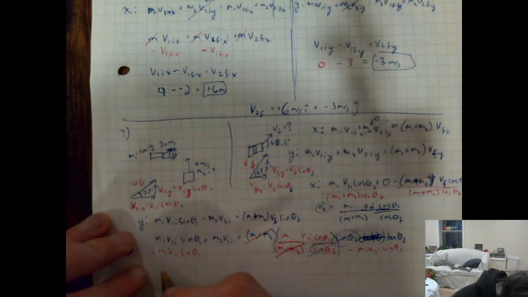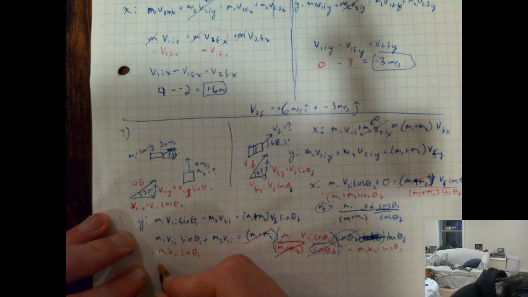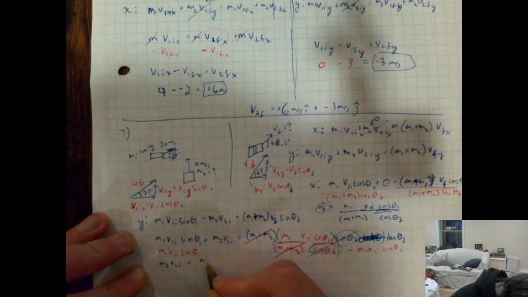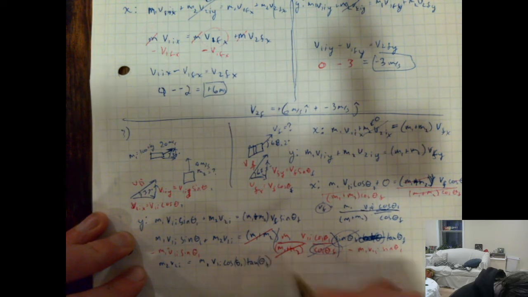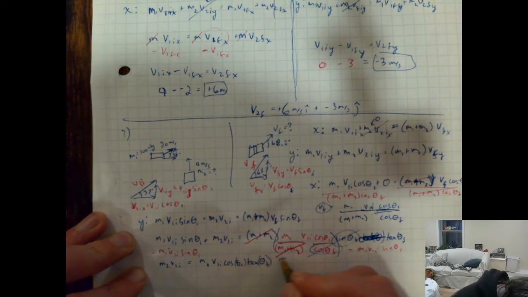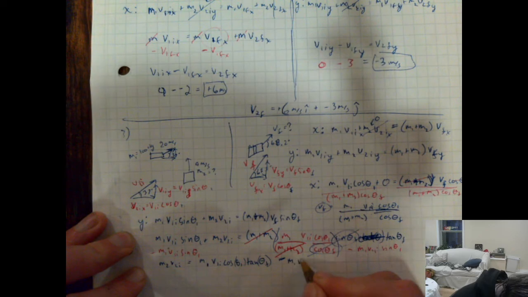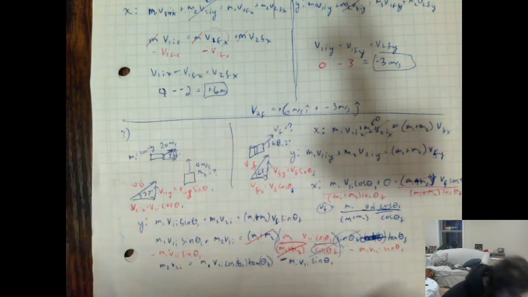And that'll give us m2 v2 initial is equal to m1 v1 initial cosine theta 1 times the tangent of our final angle minus m1 v1 initial sine theta 1.